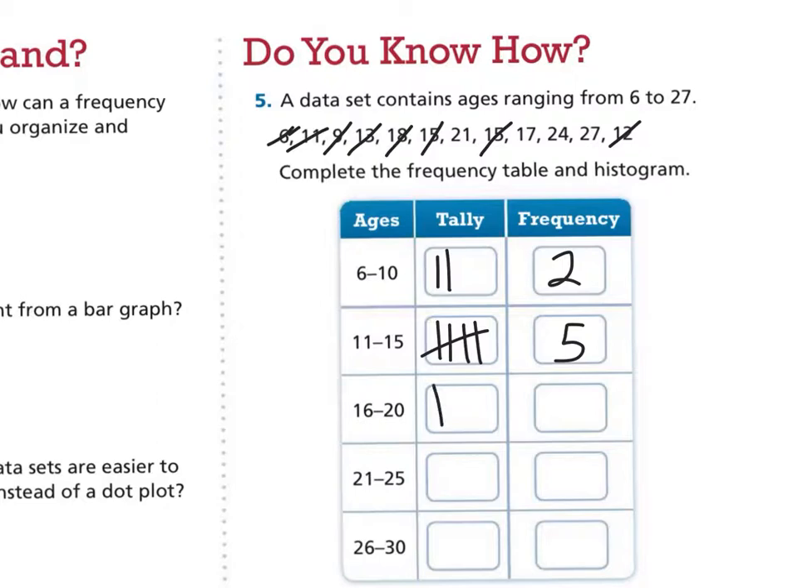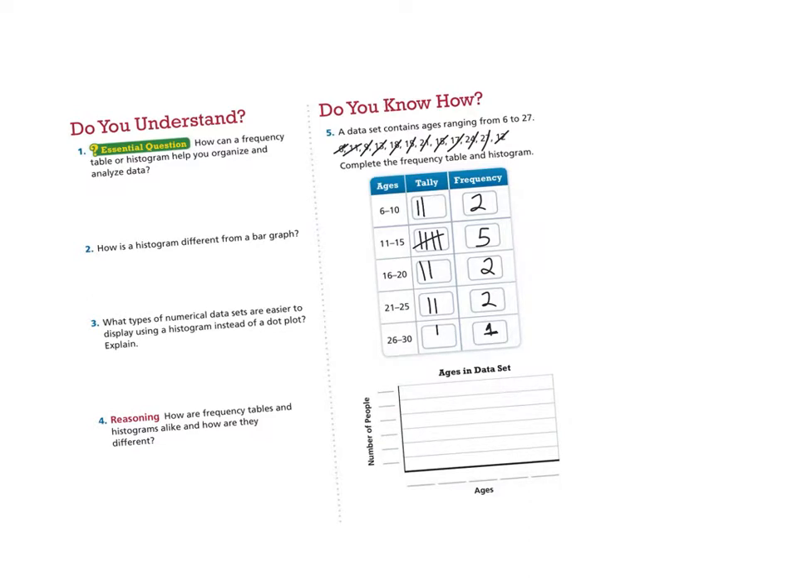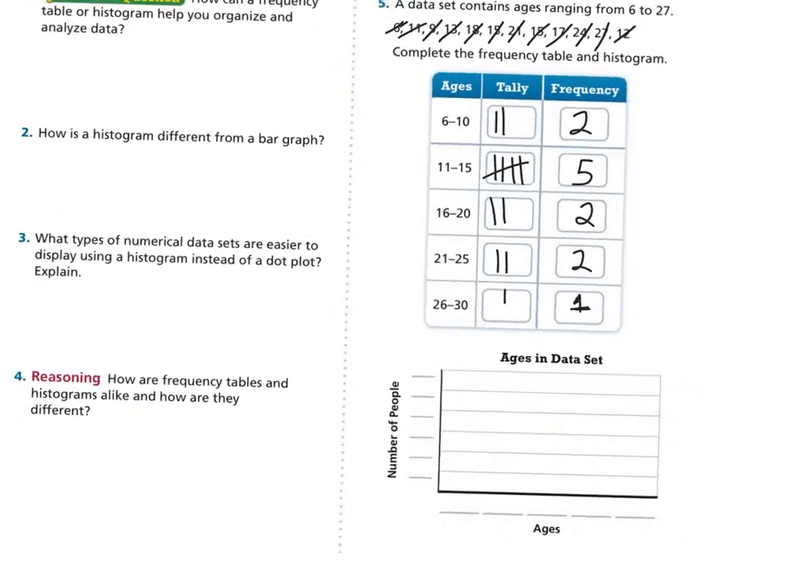16 to 20. Looks like 2. 21 to 25 is 2 as well. And then 26 to 30 is just 1. So that would be our frequency table. Again, notice they went in intervals of 5, 6 to 10, 11 through 15, and so on.